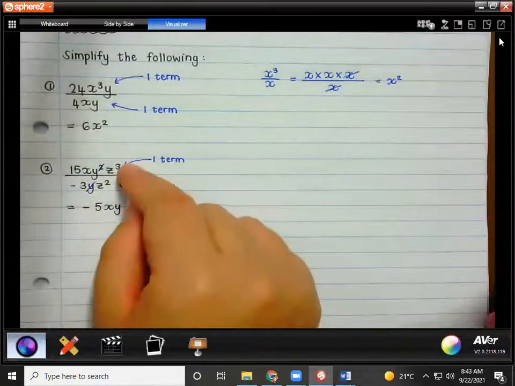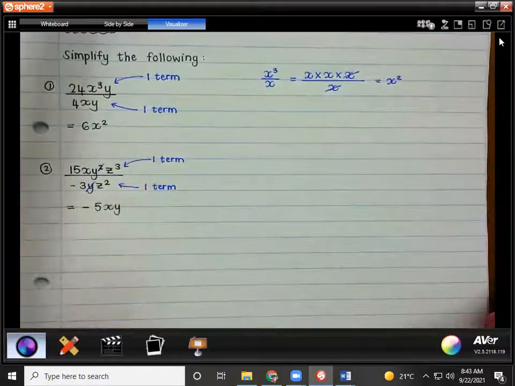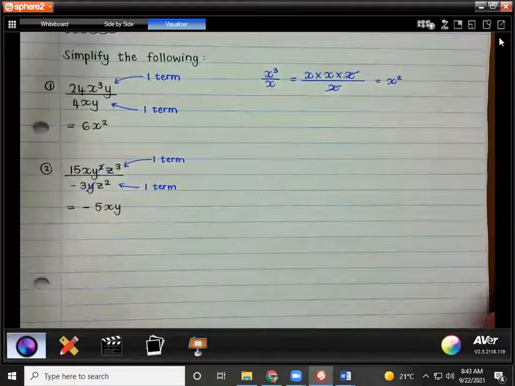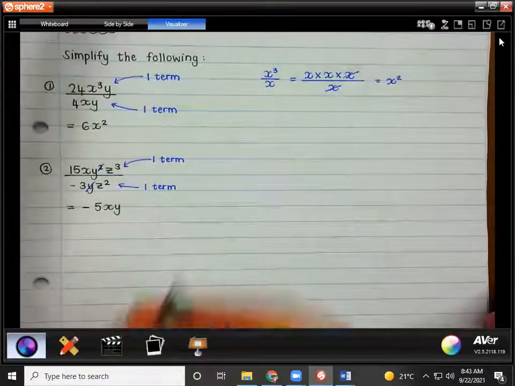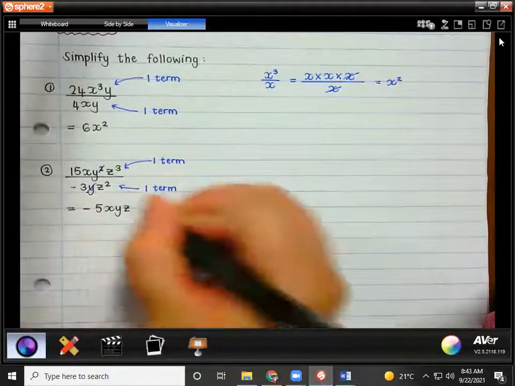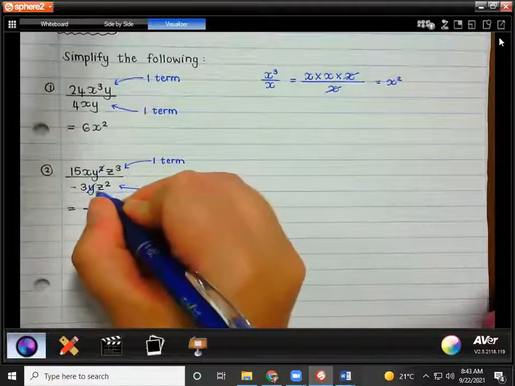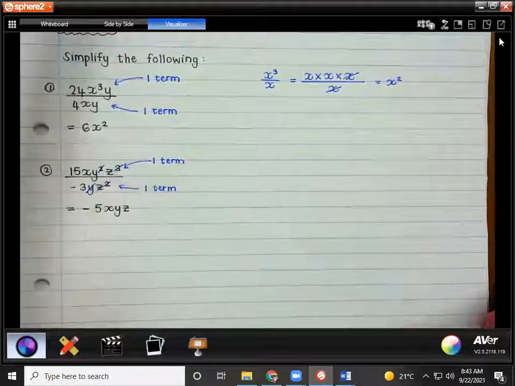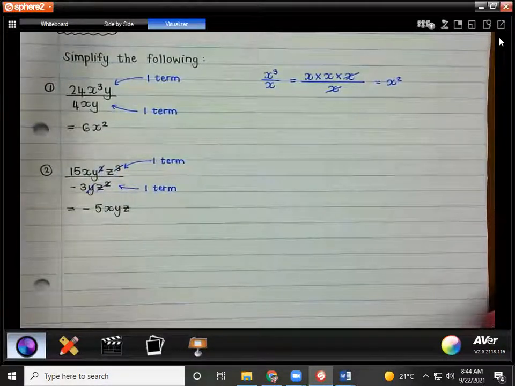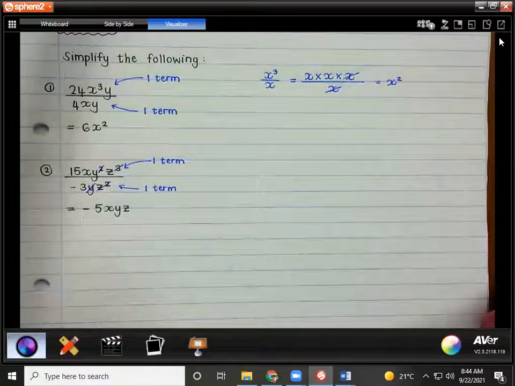We have z cubed over z squared, so 3 z's over 2 z's. The 2 z's at the bottom are going to cancel out 2 of the 3 z's at the top. How many will be left? 1. So that 1 z is going to go in my answer. If you want to, you can draw a line through the z squared and again a line through that exponent, because that's what is being cancelled out. We're just left with the z. Okay, and that is the final answer, guys.